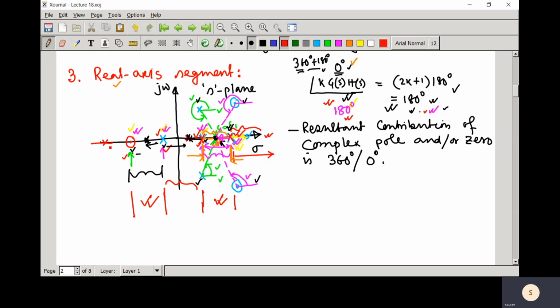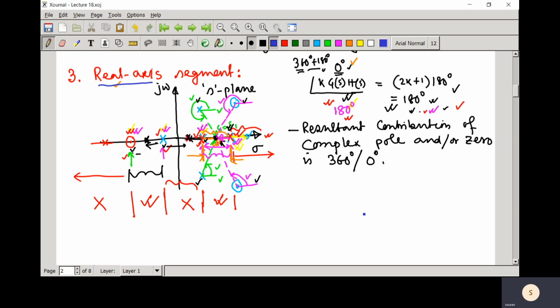But if you look at this particular segment, from this location to minus infinity, you will see that this particular portion again does not belong to the root locus because it does not satisfy the angle condition. So what interesting thing have we seen? How do we know which portion of the real axis belongs to the root locus?